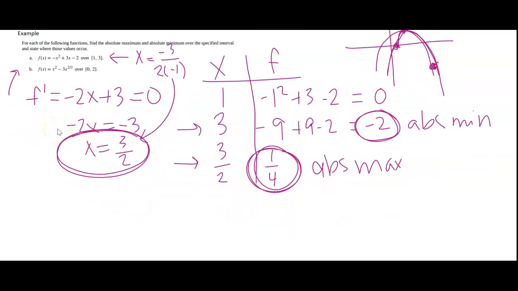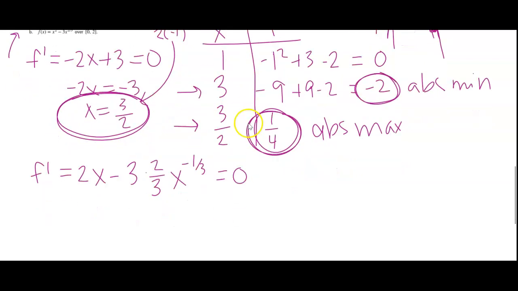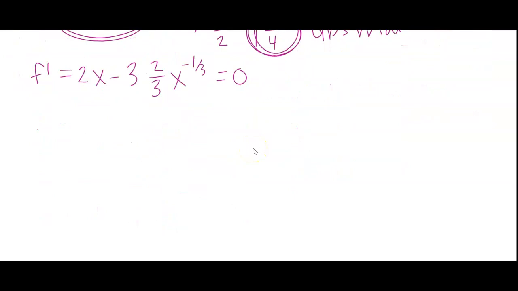All right, let's look at another example. So we have f of x equals x squared minus 3 times x to the 2/3, and I'm looking from 0 to 2. And so let's find the derivative. 2x minus 3 times 2/3 x to the negative 1/3. And I want to know, when is this 0? So let's clean this up: 2x minus 2 over the cube root of x.